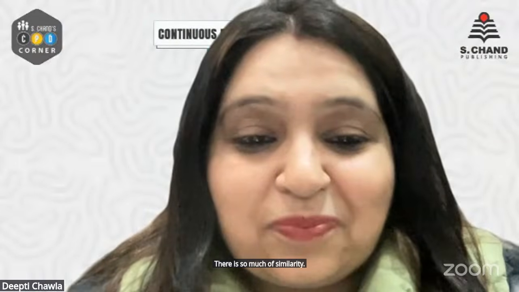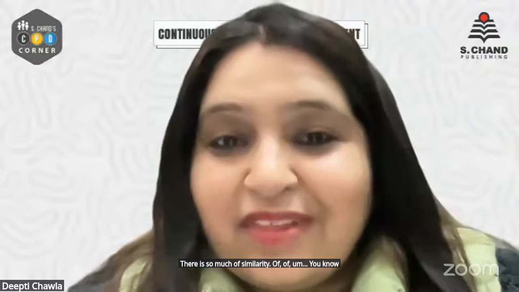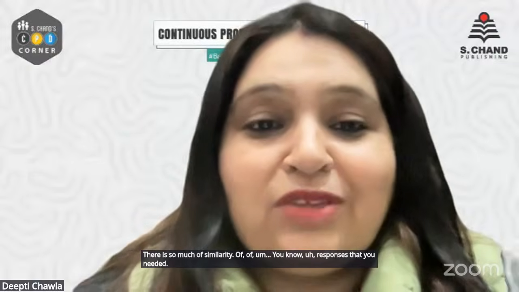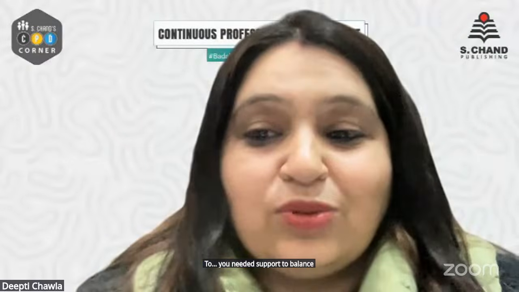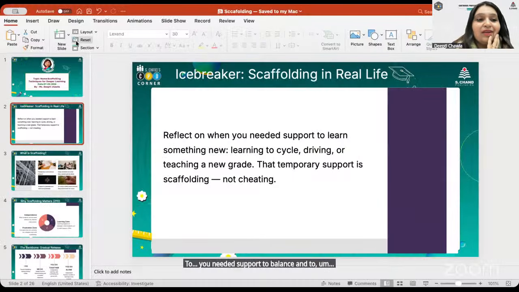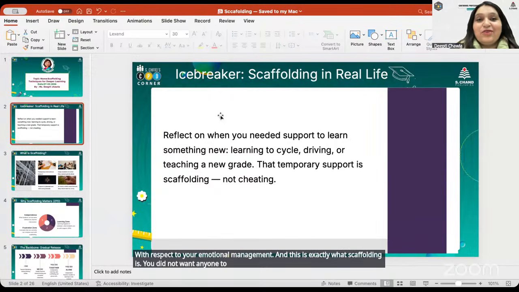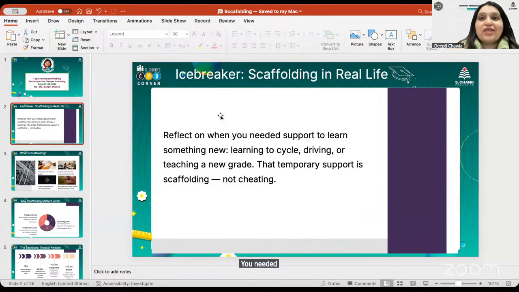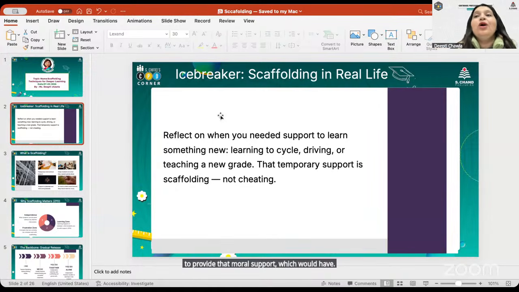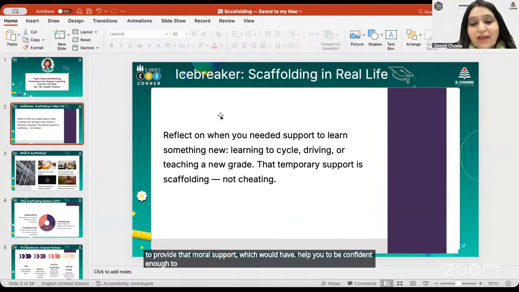So see, there is so much similarity in the responses. You needed support to balance, and you needed help with respect to your emotional management. And this is exactly what scaffolding is. You did not want anyone to ride the bicycle for you. You needed someone to keep you steady, to hold you there, to encourage you, to provide that moral support which would have helped you to be confident enough to take the bicycle on the road.